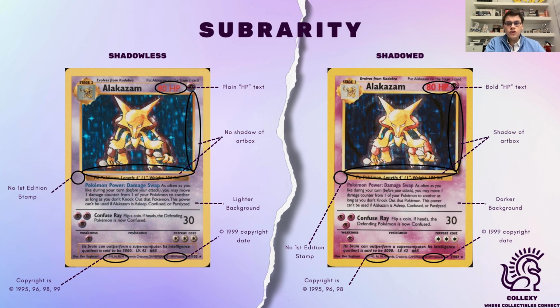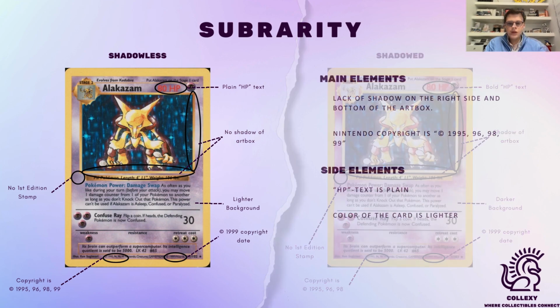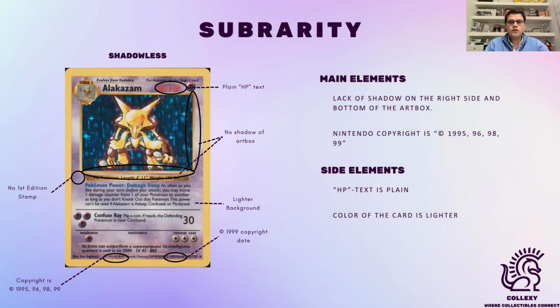We will take a closer look at the shadowless version and at the shadowed version to see how we can differentiate between both variants. So let's now first take a look at the shadowless variant and how we can determine whether a variant is shadowless or shadowed. There are two main elements and two side elements. The main elements are by far the most important elements to take a look at to determine whether a variant is shadowless.